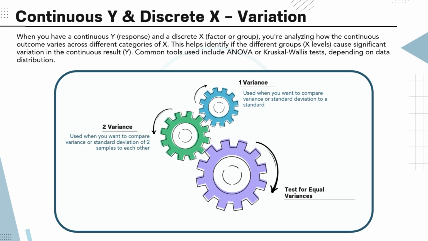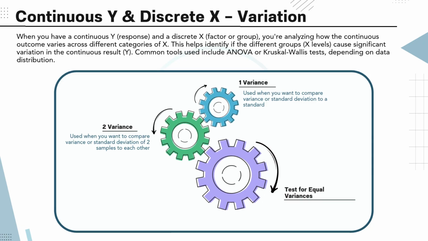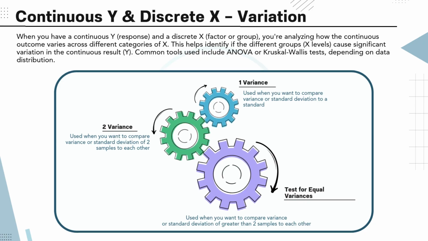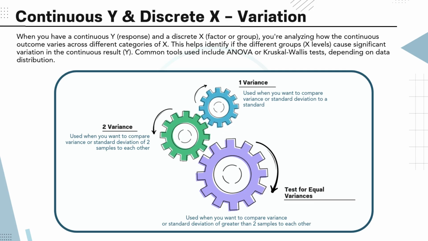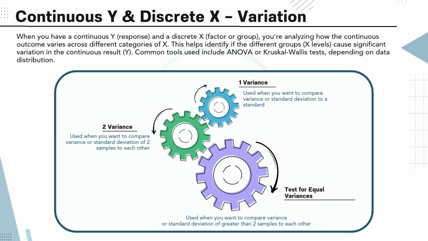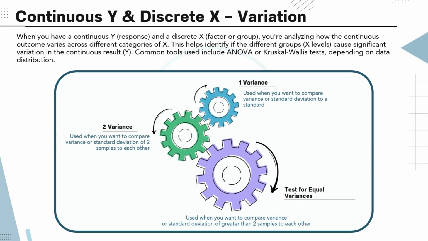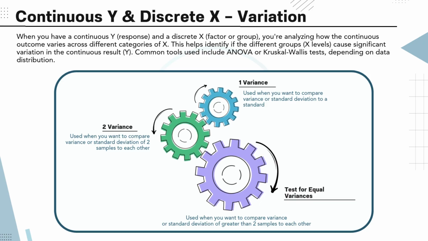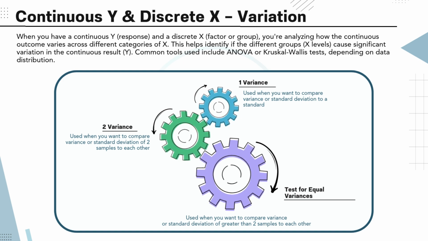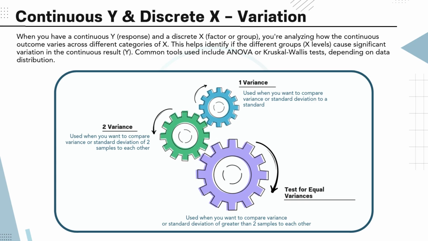To analyze this relationship, we rely on variation testing, and here are the key types. 1. One-variance test. Use this when you want to compare the variance or standard deviation of your sample to a known or expected standard. For example, is the variation in delivery time higher than the acceptable threshold? 2. Two-variance test. Use this when you want to compare the variance or standard deviation between two independent samples. Example: comparing variability in response time between two different teams.